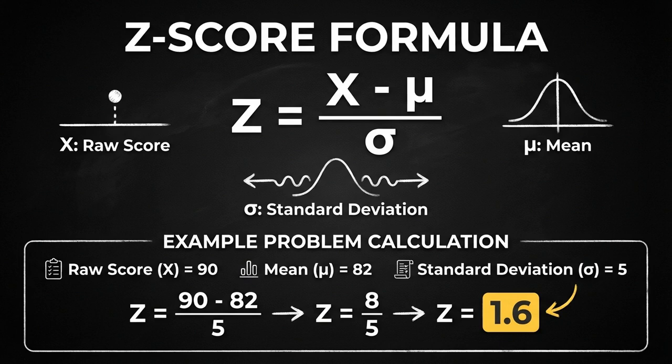To use the standard normal distribution, we need to convert our scores into z-scores. The z-score tells us how many standard deviations away from the mean a particular score is. The formula is simple: z equals x minus mu divided by sigma. For a score of 90, z equals 90 minus 82 divided by 5, which is 1.6. So a score of 90 is 1.6 standard deviations above the mean.